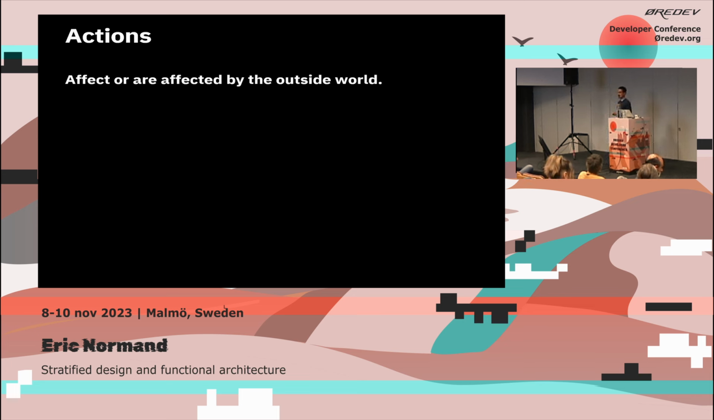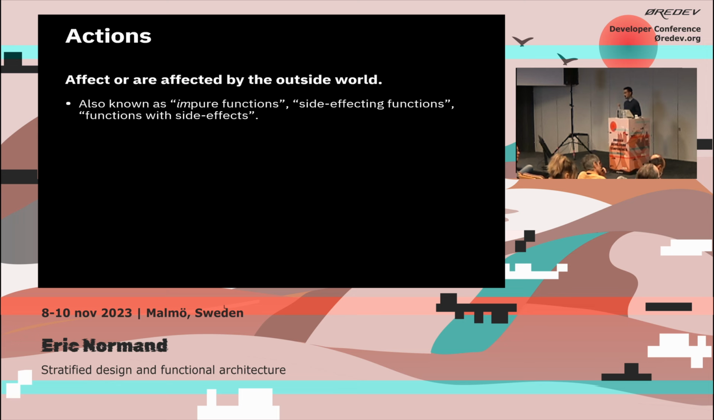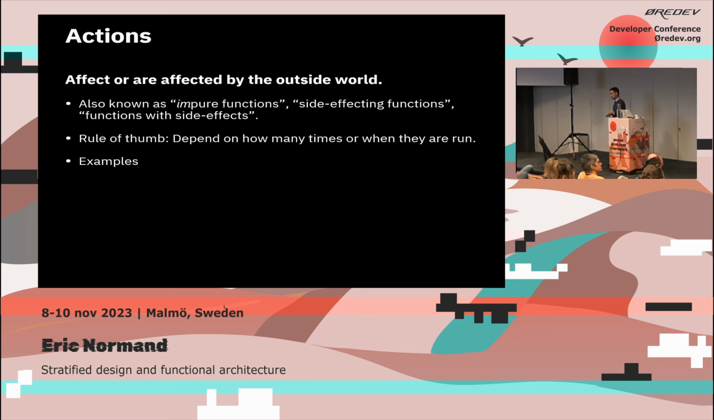Lastly, we have actions. And like I said before, these affect or are affected by the outside world. You'll also hear them called impure functions or side-affecting functions or functions with side effects. There's a rule of thumb if you can't tell if something is an action. How many times does it run? It depends on that, or when it is run. So for example, if you read from the database, it depends on when you read. If you read before it gets changed, you'll get a different answer from after it gets changed.